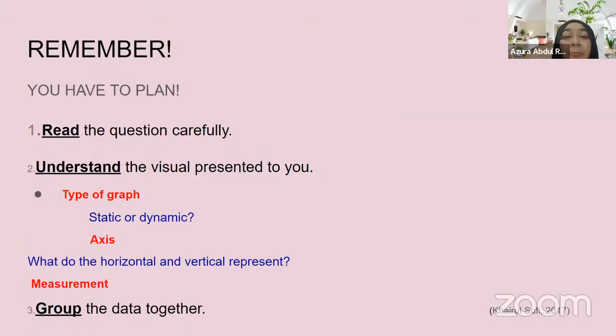These are some of the things that you have to remember when you're embarking on your journey to write task 1. You have to plan. You have to read the question really carefully. What do they want from you? What do they want you to answer? You have to understand the visual in front of you. What kind of graph is it? Is it static or is it dynamic? That's extremely important. Look at the axis. What does X represent and what does Y represent?